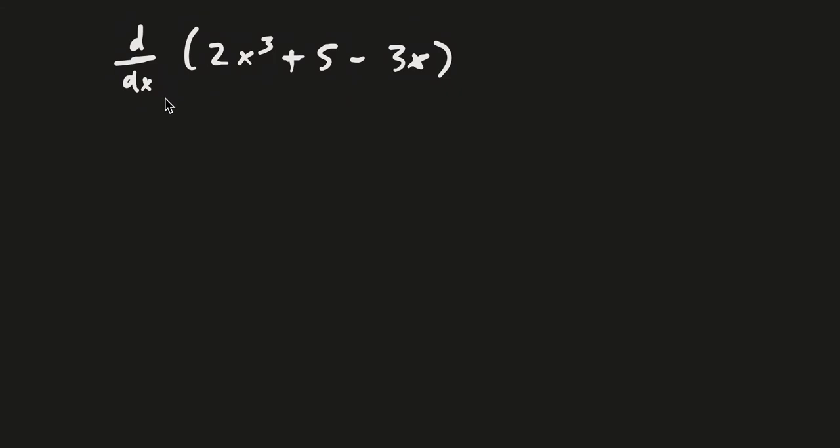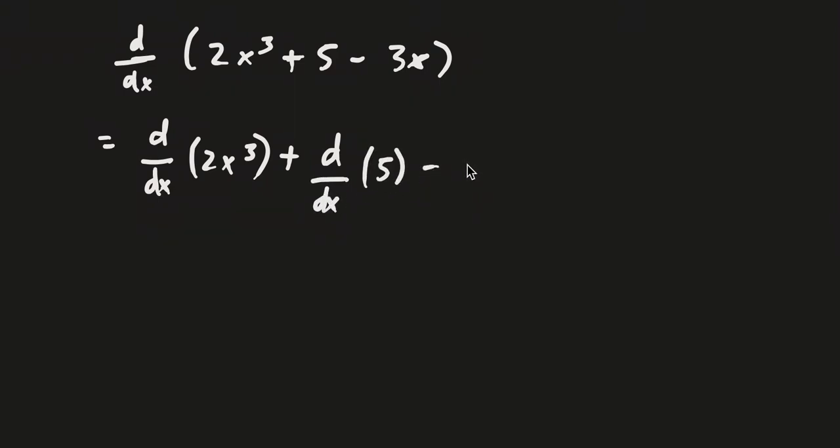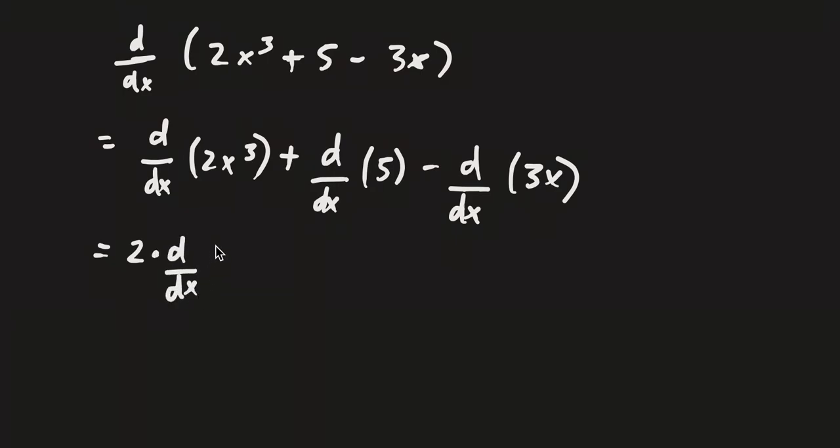Here I would be using more differentiation rules. This would be equal to the derivative of 2x to the third power plus the derivative of 5 minus the derivative of 3x. So here I have a constant, so I'm going to use the constant multiple rule and get that 2 outside. So this would equal 2 times the derivative of x to the third power plus, well, the derivative of 5 is just, well, actually let's write that out, and let's do that in the next step.